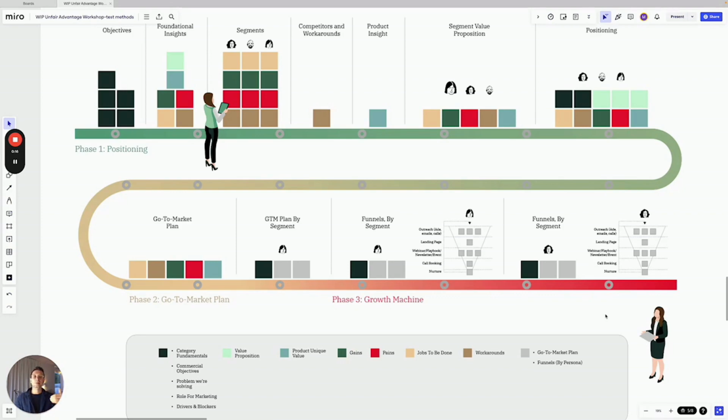So within B2B marketing, this process of taking the position, applying a very simple category-based plan, which allows you to reframe competitors, and then building the funnels to deliver it. That is how it works.